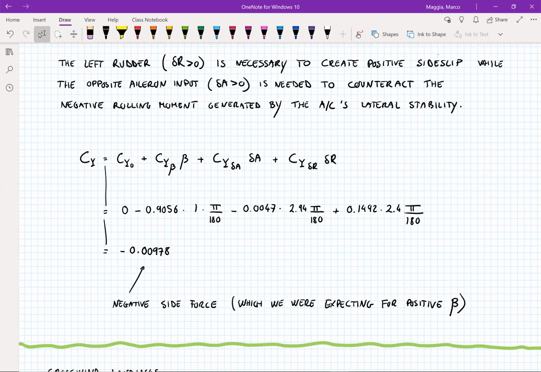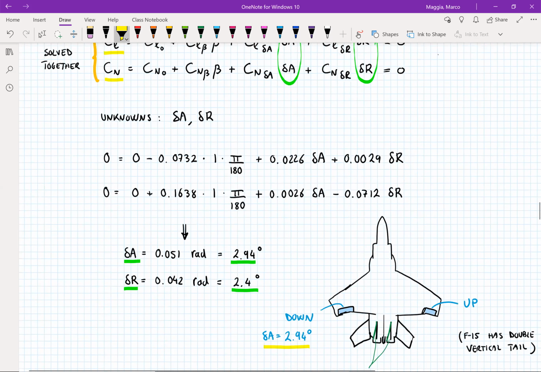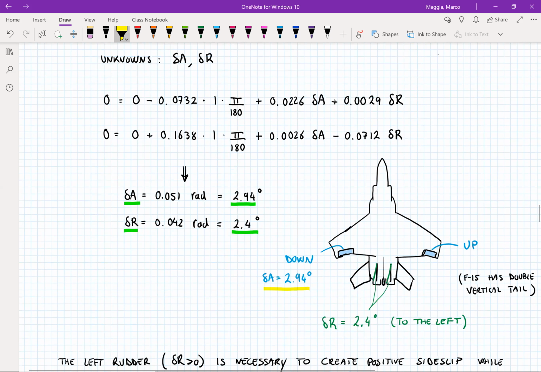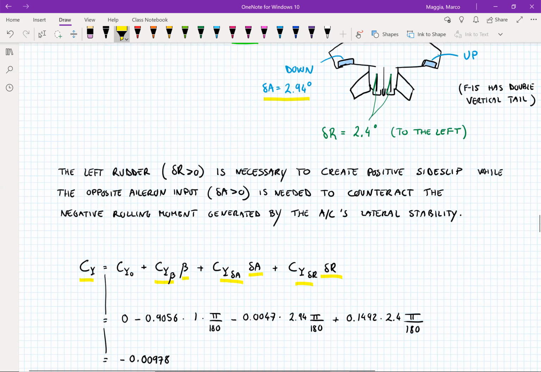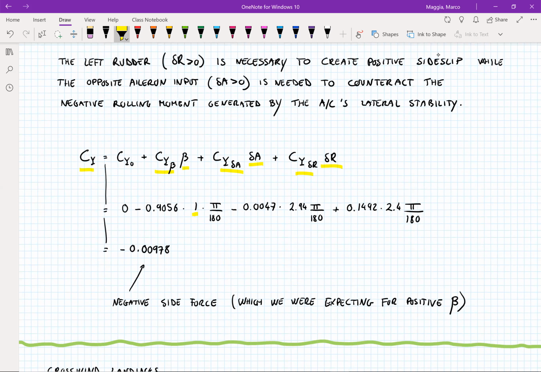Now the second task is very simple. We just need to calculate Cy, and we know all the coefficients, and now we also know the side slip angle and the aileron and rudder deflections. Since all the coefficients are given in radians to the -1, we have to convert the angles from degrees to radians by multiplying by pi and dividing by 180.